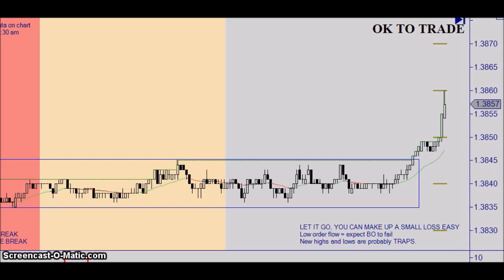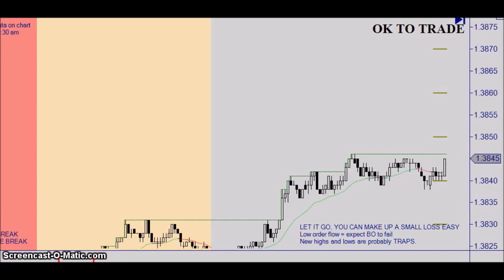So that's typically what we want to see on a range break. We want to be in the market, out of the market really quick. That's what scalping is all about. Okay, now this type of trade here, this is another range break. You've seen two nice easy range breaks already.